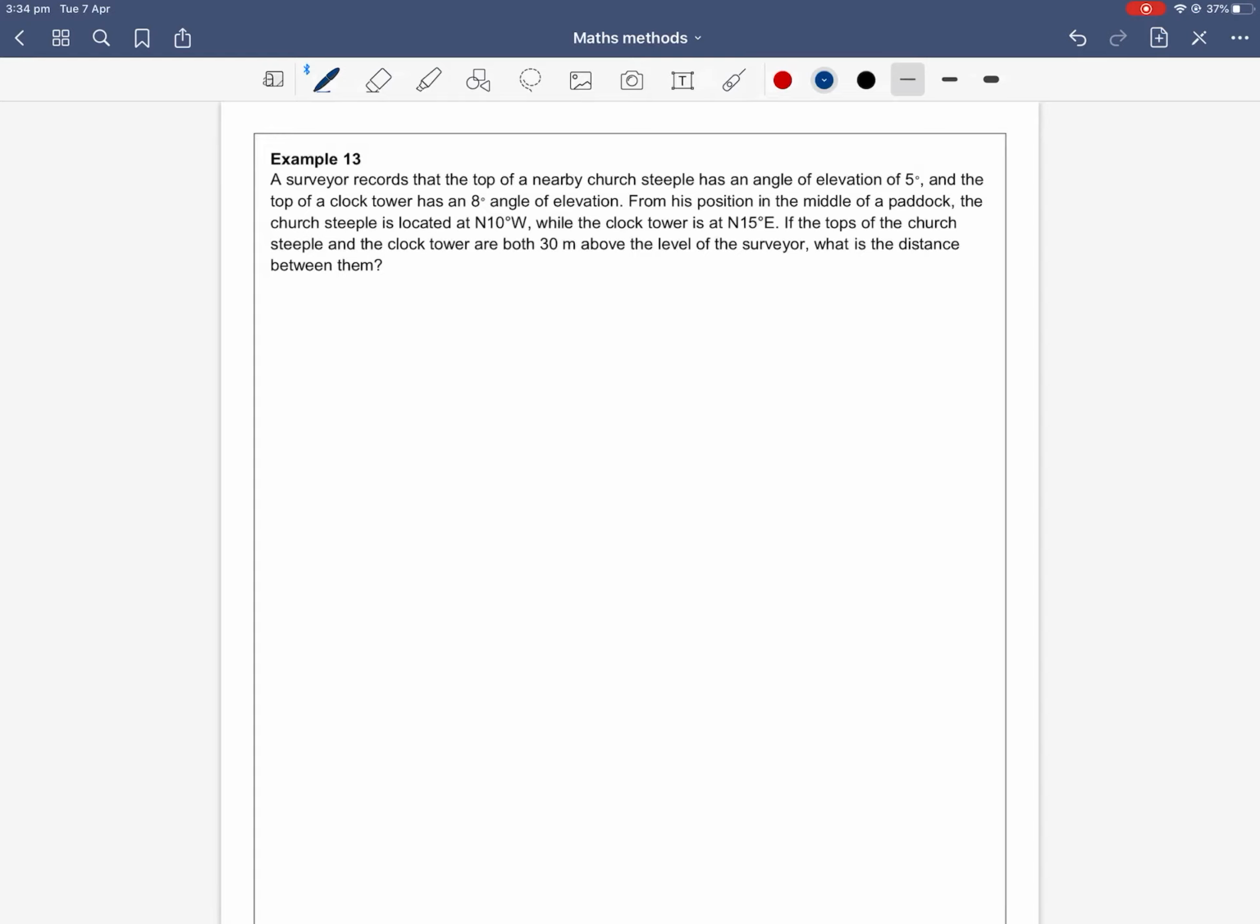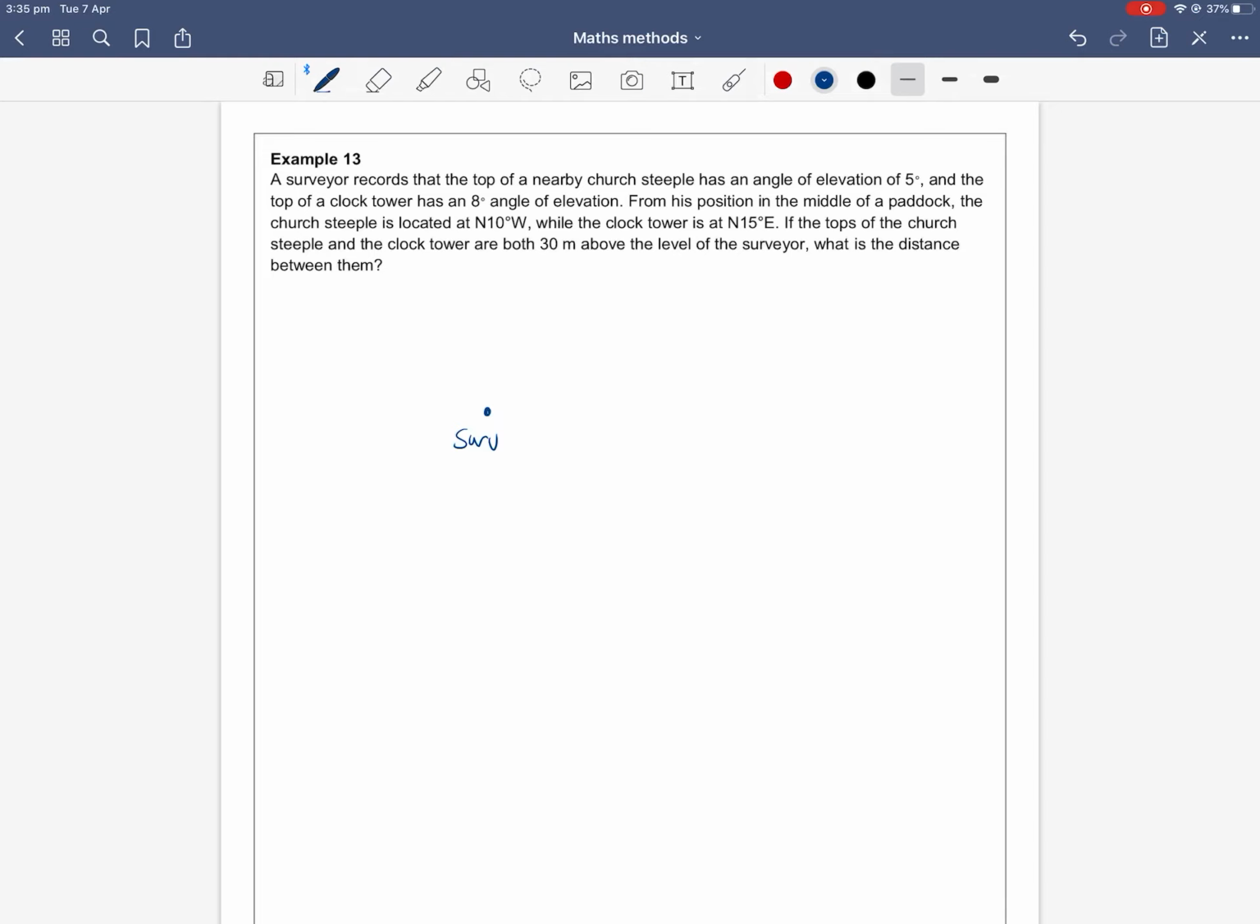So this is a 3D scenario. Not only do we have bearings on the floor, indicating where the church and the clock tower is from this person, the surveyor, we also have, looking upwards, the angle of elevations to the top of the clock and the church. So let's start by trying to draw a diagram of this.